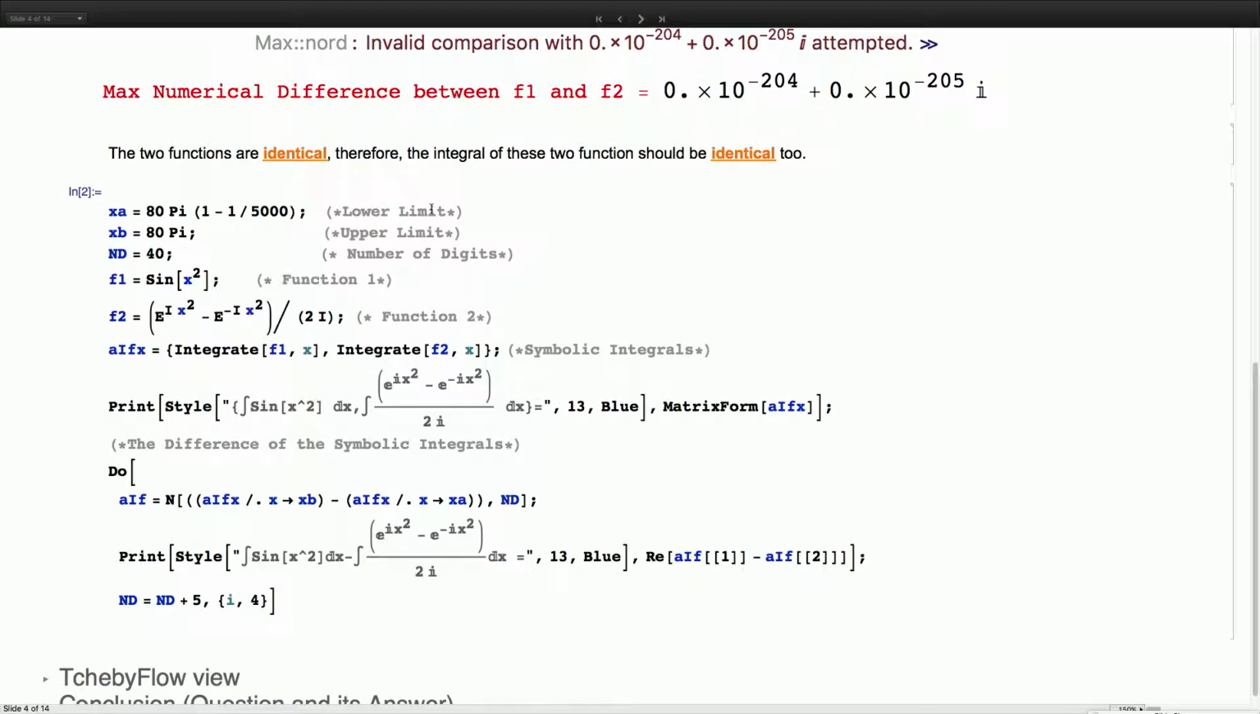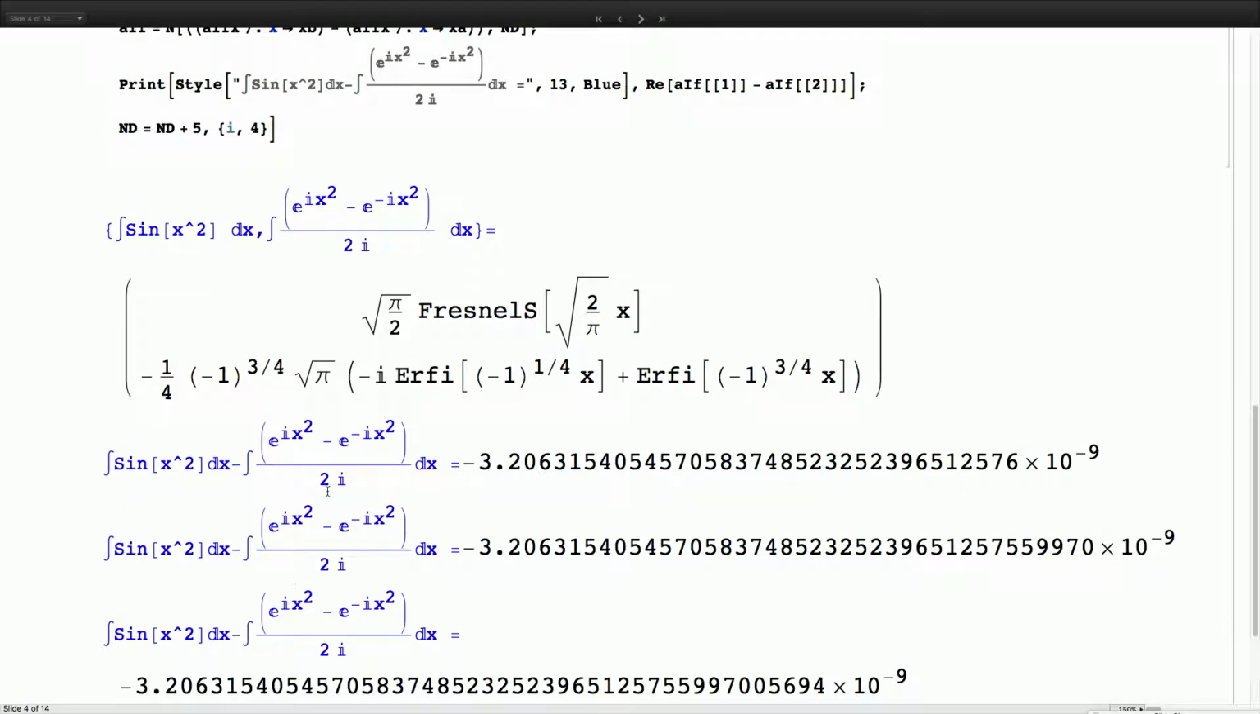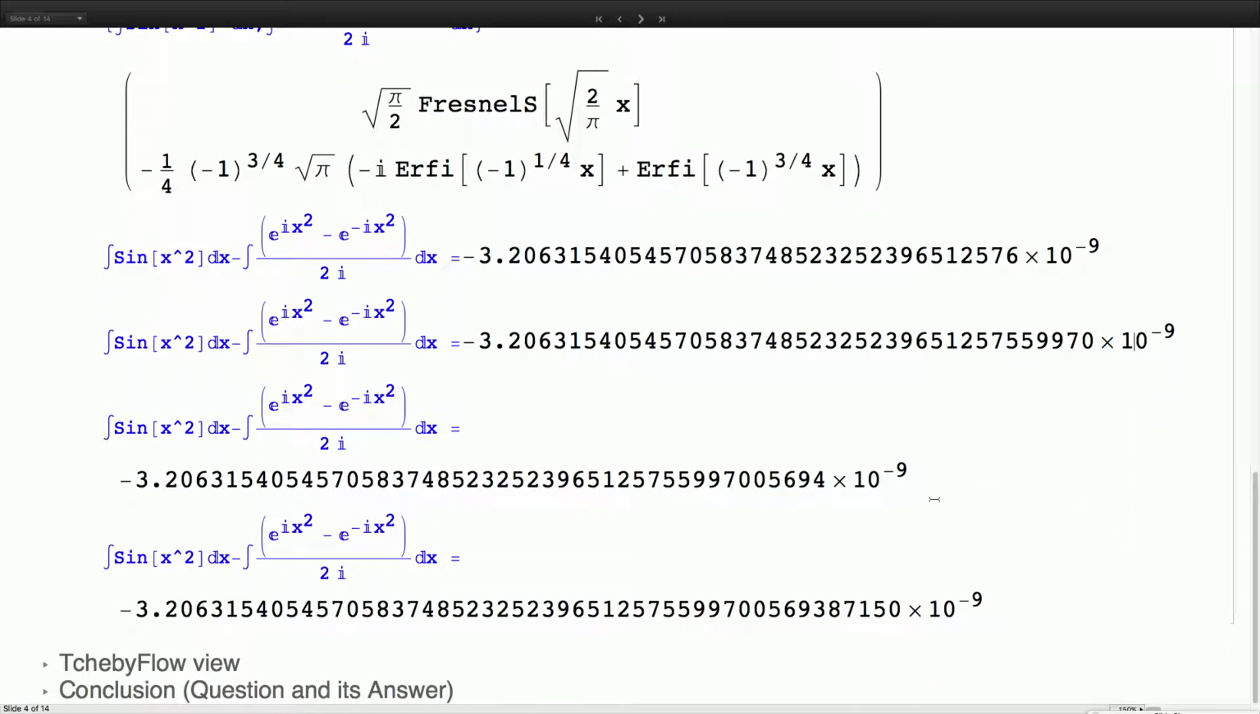So I'm going to integrate these functions symbolically. That's the important part. Then I'm going to evaluate them, and I'm going to look at the difference with different numbers of digits. What turned out is that the sine function gave a Fresnel, and this exponential function gave an error function. I first started with 40 digits. I get 10 to the minus 9. 45, I get 10 to the minus 9. As we go, 10 to the minus 9. So I'm not getting 0 here. So there's something going on.